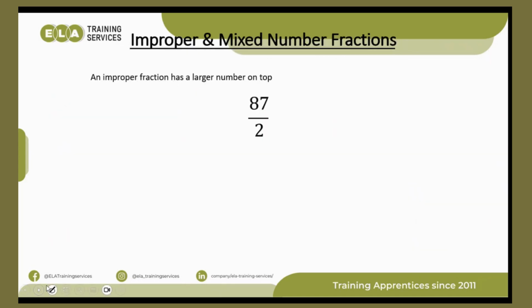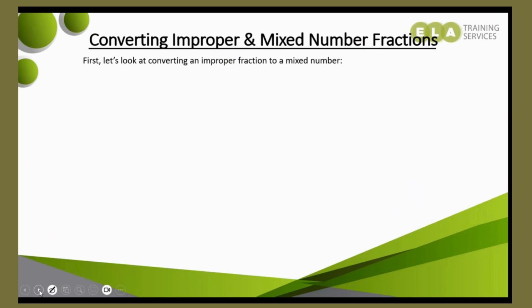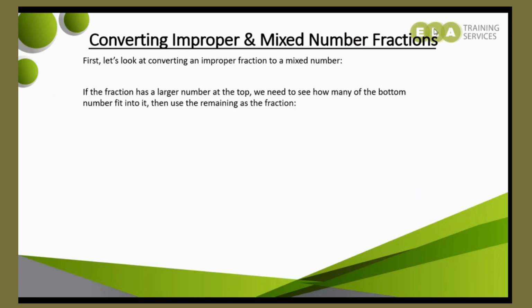So our second topic that we are going to look at now is improper and mixed number fractions. And these are when you have a fraction that is larger on the top. A mixed number has a whole number and a fraction, and in your exam you will have to convert between the two. So when we're converting from an improper fraction to a mixed number, if the fraction has a larger number at the top, we need to see how many of the bottom number fit into it and use the remaining as a fraction.